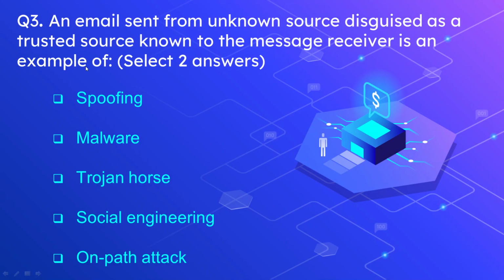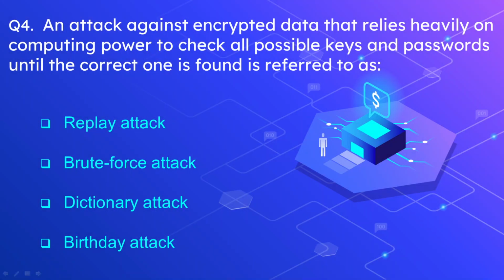Question number 3 is: an email sent from an unknown source disguised as a trusted source known to the message receiver is an example of, and we have to select two answers. The options are spoofing, malware, Trojan horse, social engineering, and on-path attack. And the correct options are spoofing and social engineering.